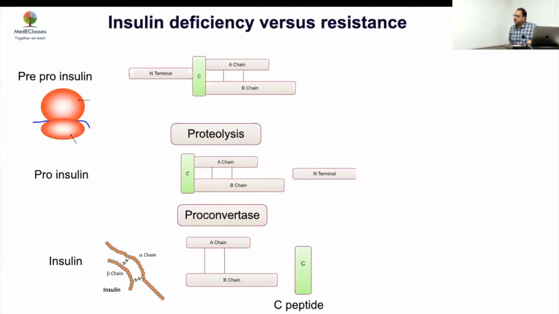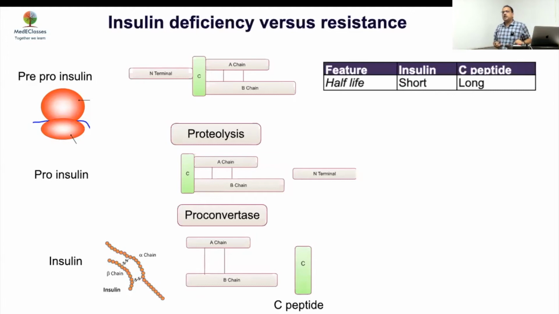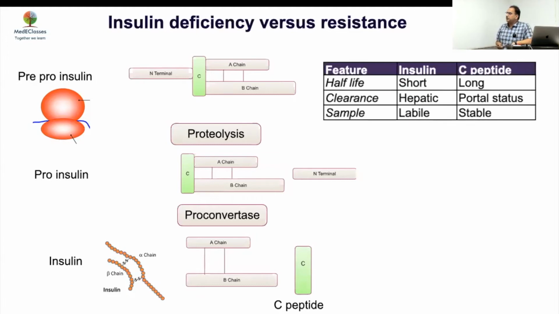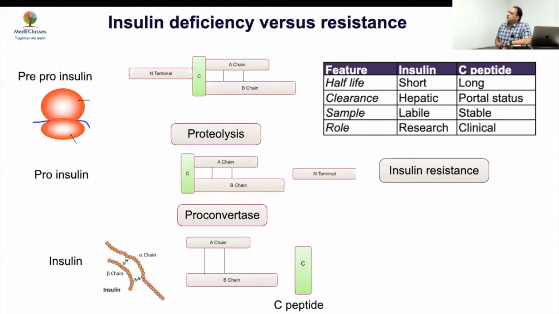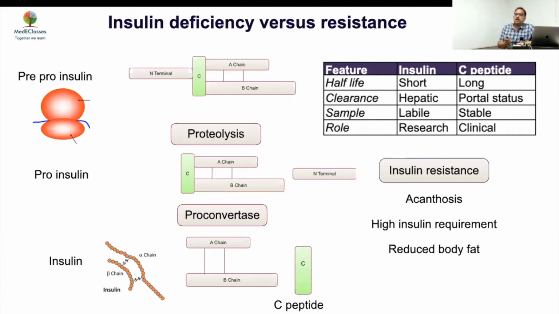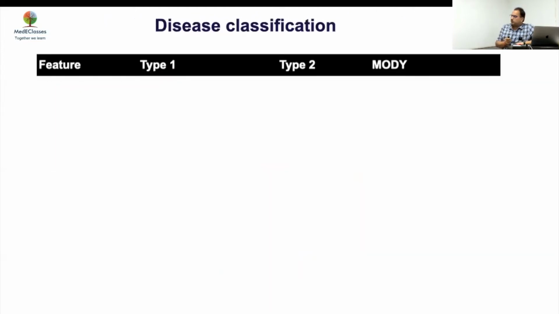And this we already discussed, the options are either to do an insulin level or a C-peptide level. Very clearly, insulin has a short half-life. It has hepatic clearance, and is a labile sample, mainly for research, as we discussed with first phase and second phase. While C-peptide is more stable, with a longer half-life, portal status, a better clinical parameter. And for insulin resistance, you can look at acanthosis, high insulin requirement, and low body fat as other markers.